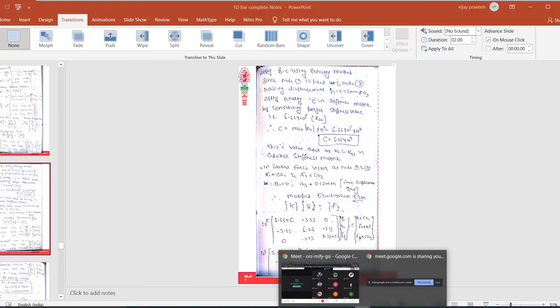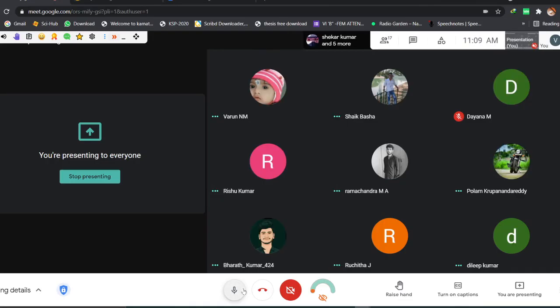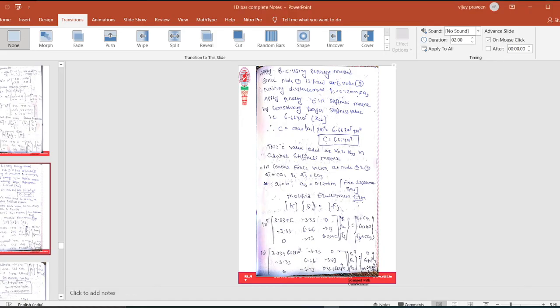Next, what is the step? You know, we have to simplify the things and solve it. Check out Q1, Q2, Q3, all of you quickly. Let me know the answer Q1, Q2, Q3.